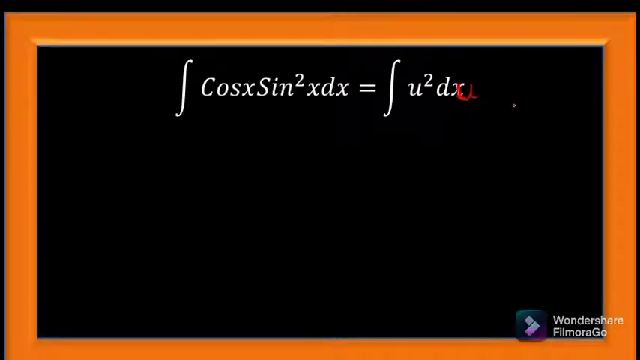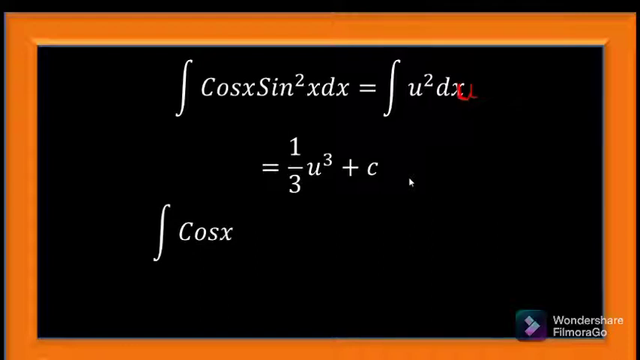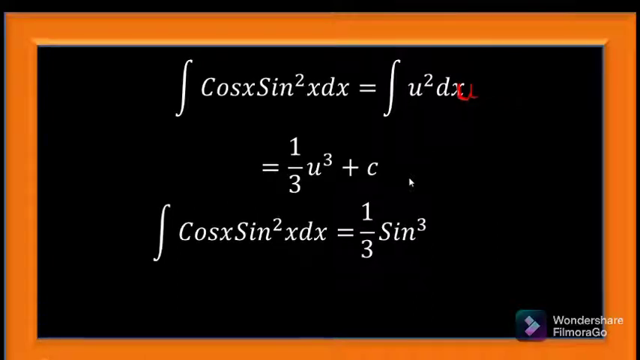And when you integrate this, you will get u cubed over 3, which can be written as a third u cubed plus c. Then in conclusion, we say the integral of cos x sine squared x dx is equal to a third sine cubed of x plus a constant. Take note of what we have just adjusted here. Make sure it is u and not x. Good. Let's continue to part f.